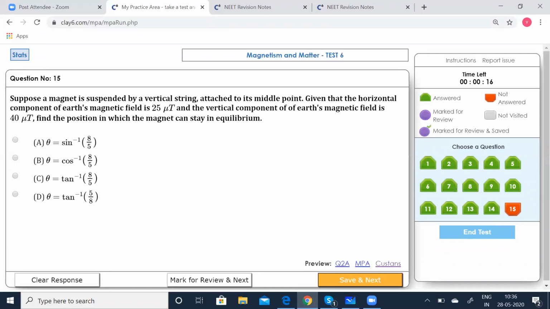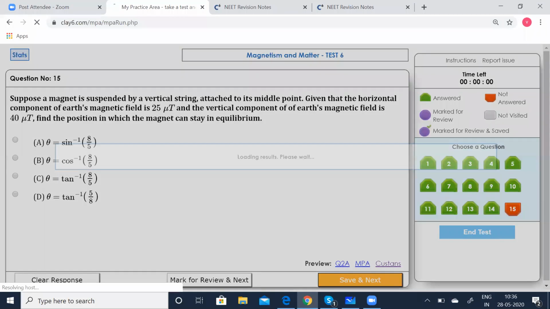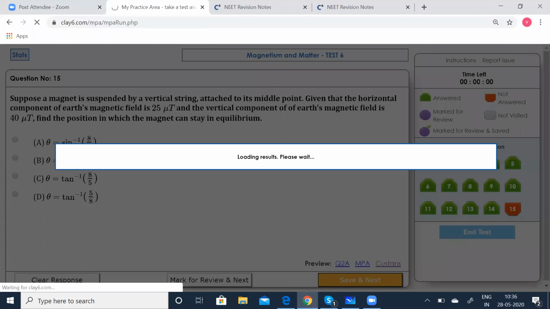Suppose a magnet is suspended by a vertical spring attached to its middle point. Given that the horizontal component of Earth's magnetic field is 25 microtesla and the vertical component of Earth's magnetic field is 40 microtesla, find the position in which the magnet can stay in equilibrium.